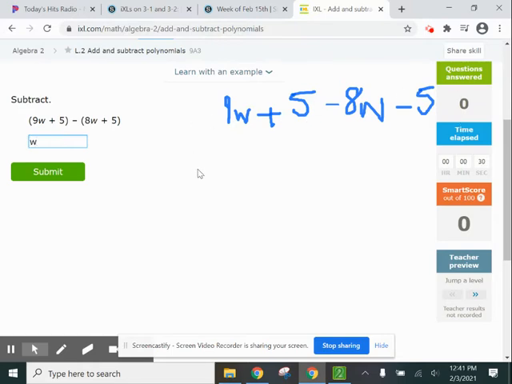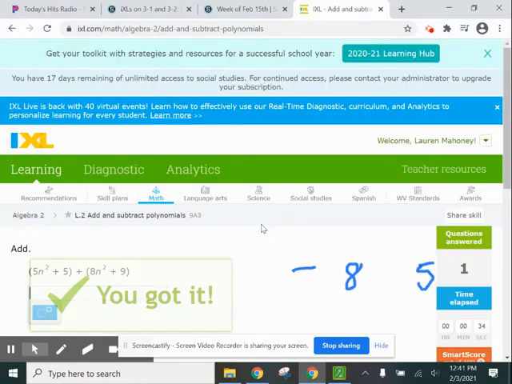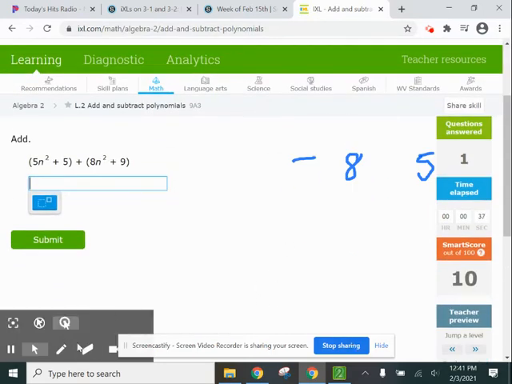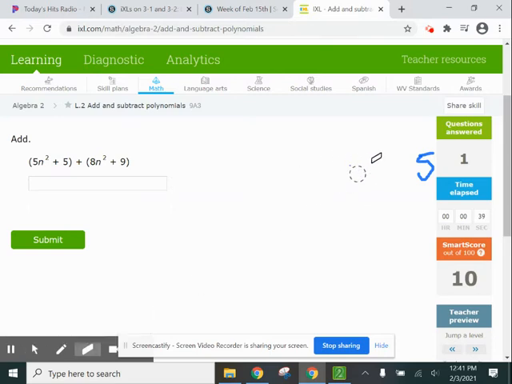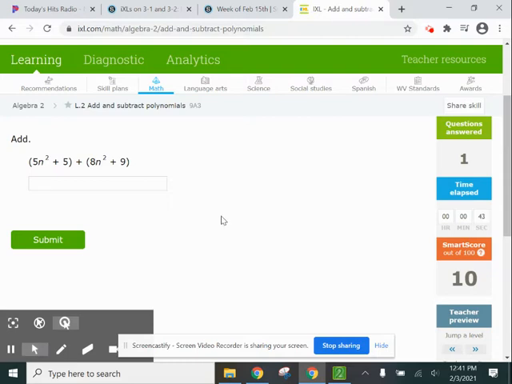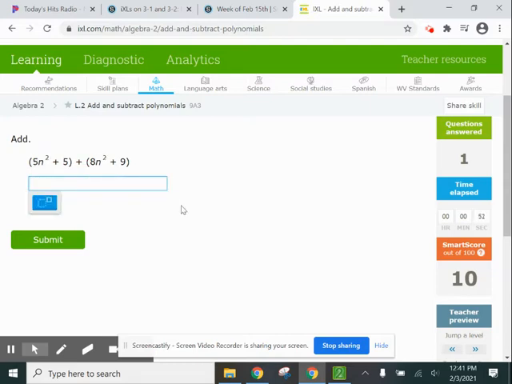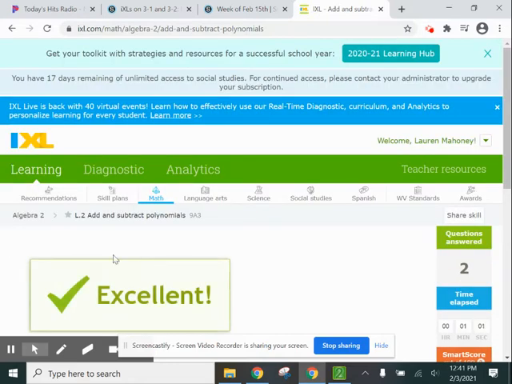And then the 5 minus 5 is 0, so I don't need to put plus 0, but you could for that problem. This one is an addition. So you can rewrite it if you want to, but you're not changing any signs because you are adding. You are adding things that have the same power. So the 5n squared and the 8n squared, that's going to make a 13n squared. And then the 5 and the 19 add to make a 14. So you're just combining like terms.